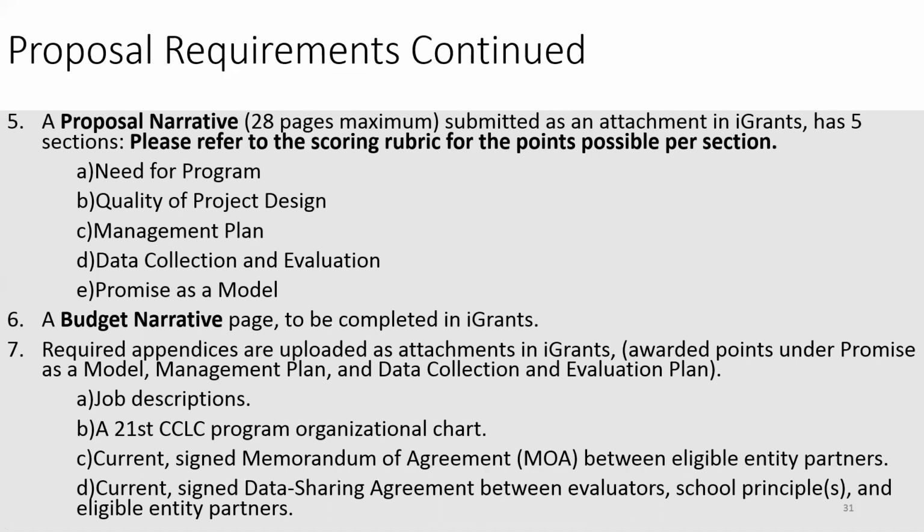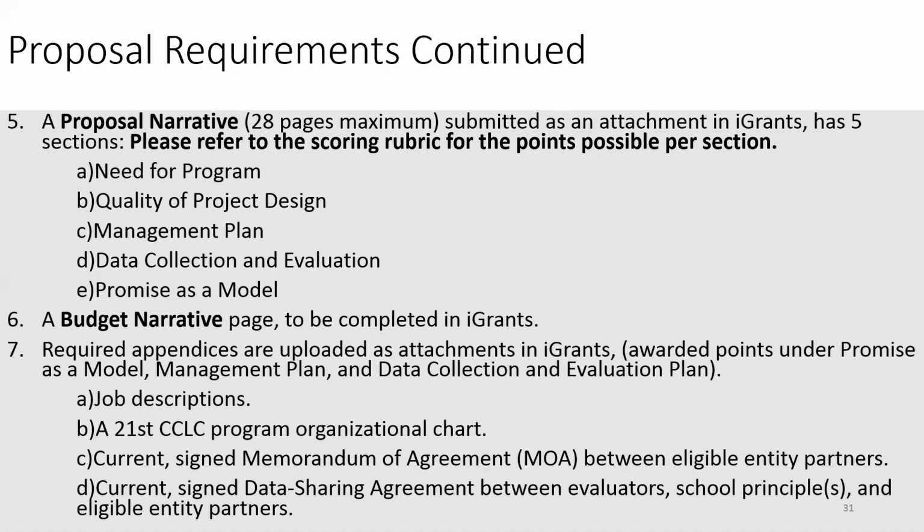four things that you need to upload into the upload page besides your narrative and your abstract, and we call these the appendices. And what we're looking for here are job descriptions, and those job descriptions are for program director, and that's in the application. It's clearly outlined who it's looking for, but it's the director, the site coordinators, the direct teaching staff, and evaluator.